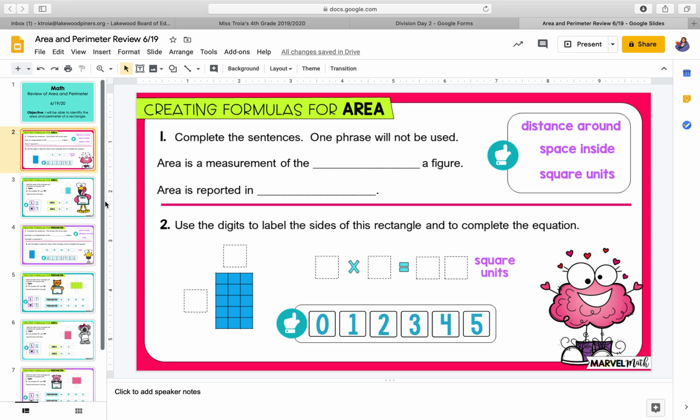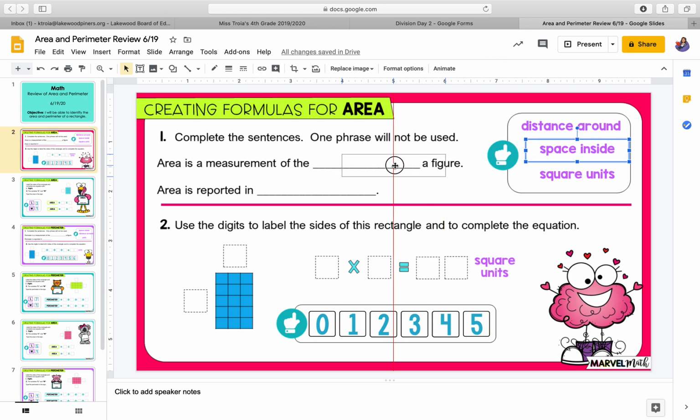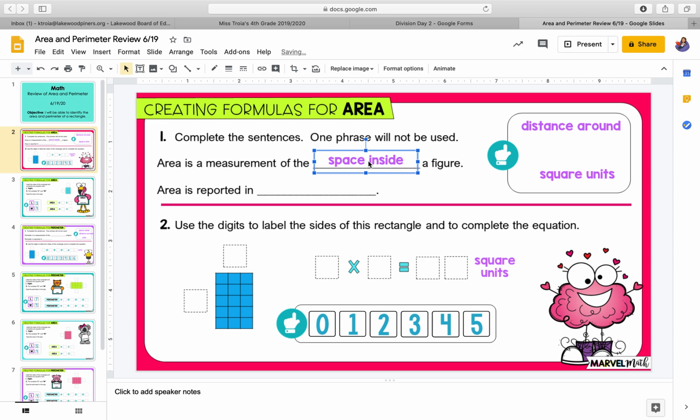So first we're going to be focusing on area of a rectangle. At the top it says, complete the sentences. One phrase will not be used. Area is a measurement of the space inside a figure. Area is reported in square units.